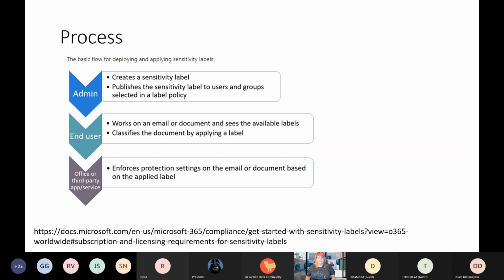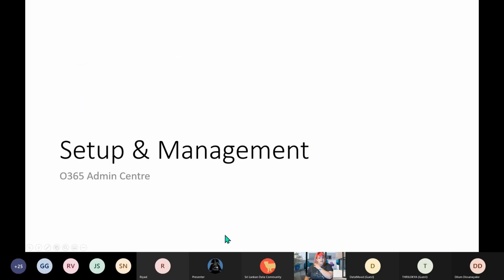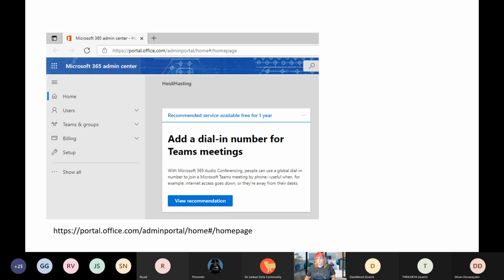And then the last one is all around how third party and other products interact with the sensitivity labels. And for more details, you can go to the Microsoft documentation. So the very first step we've got to do is actually create a label. So creating a sensitivity label is all done through the Office 365 Admin Center. So I'm going to take you through what that looks like.